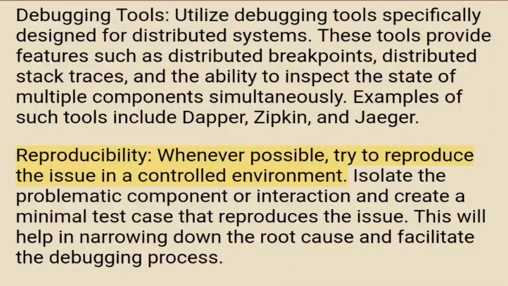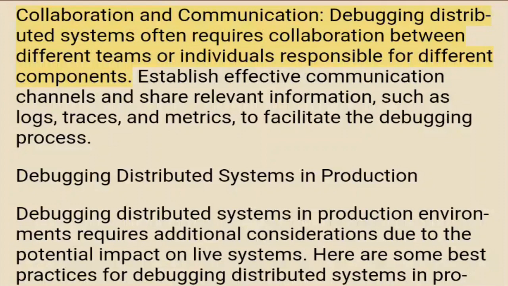Reproducibility. Whenever possible, try to reproduce the issue in a controlled environment. Isolate the problematic component or interaction and create a minimal test case that reproduces the issue. This will help in narrowing down the root cause and facilitate the debugging process. Collaboration and communication. Debugging distributed systems often requires collaboration between different teams or individuals responsible for different components. Establish effective communication channels and share relevant information, such as logs, traces, and metrics, to facilitate the debugging process.